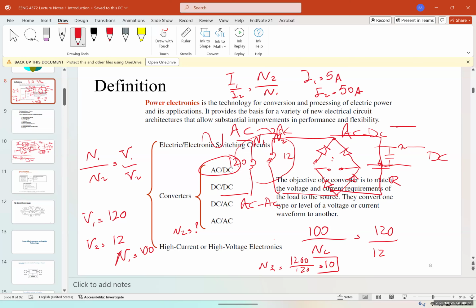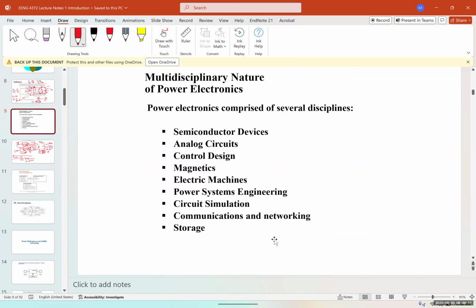Now for a simple charger, we have 2 converters in it. We're going to have one class about rectifiers again, but we're going to dive deep, especially into the control signals for the rectifier. The multidisciplinary nature of power electronics, as I mentioned, comprises several disciplines: semiconductor devices, analog circuits, control design, magnetics, electric machines, power system engineering, circuit simulation, communication and networking, and storage.